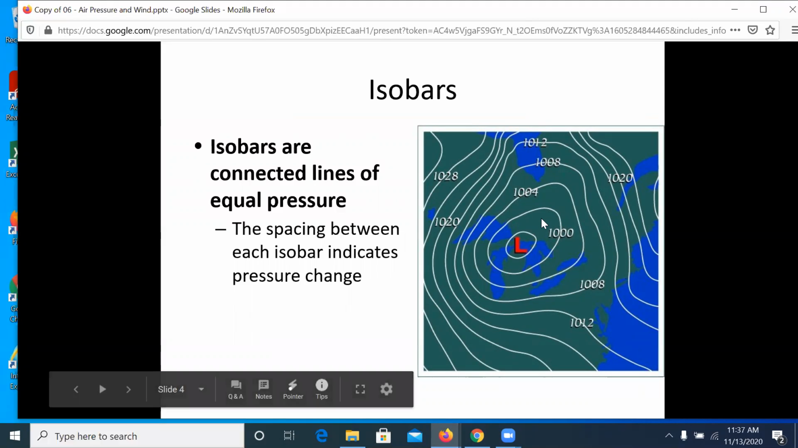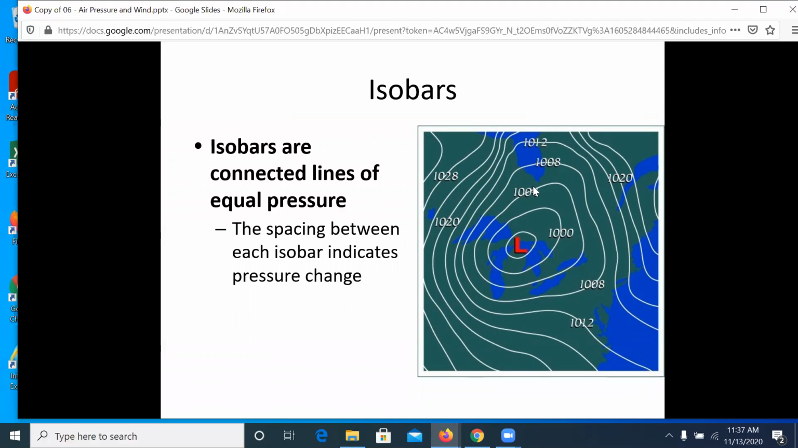So from here, we go from 1,000 pounds per square inch to 1,004 to 1,008 to 1,012 and so on. And as we go this way, we're getting lower, so we can assume that this might be 96 pounds per square inch of pressure, which is low. The spaces between each isobar indicate a pressure change, so we have a pressure change from right here to the middle of this Great Lake, which I believe is Lake Erie or Superior. I am not exactly sure. Okay, actually, just kidding, that's Lake Michigan.